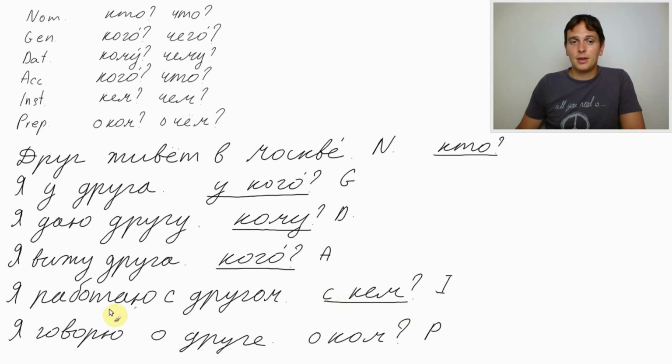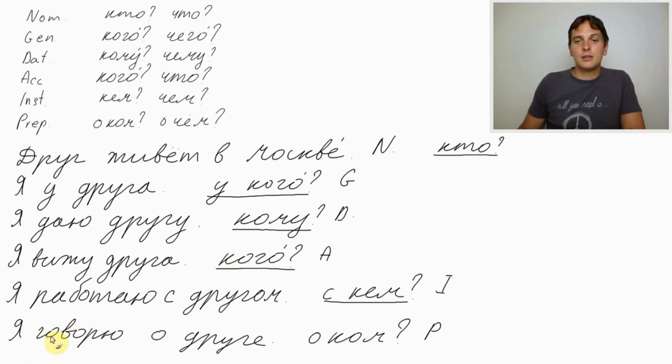С кем я работаю? Кого я вижу? Кому я даю? У кого я? Кто живет в Москве? So basically, we're replacing friend with the question word.